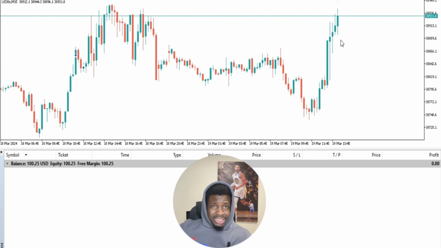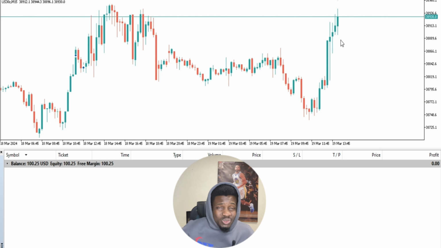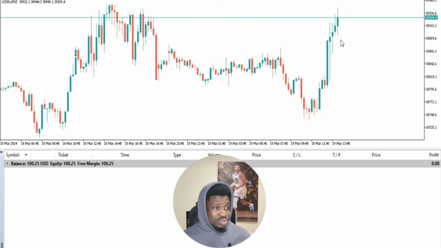So if we leave this chart now and go to a different chart, we'll basically just be wasting pips, right? We'll just be wasting pips like that. But let's not do that, guys. Let's not do that.